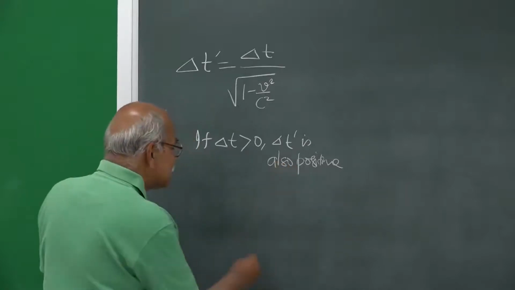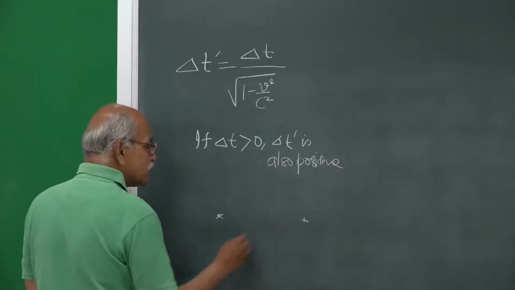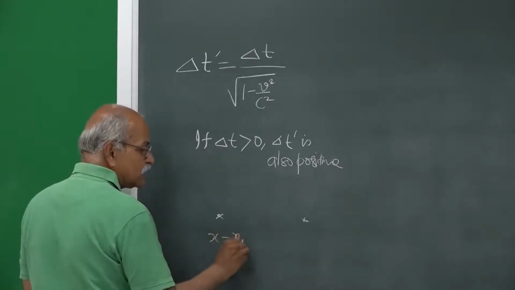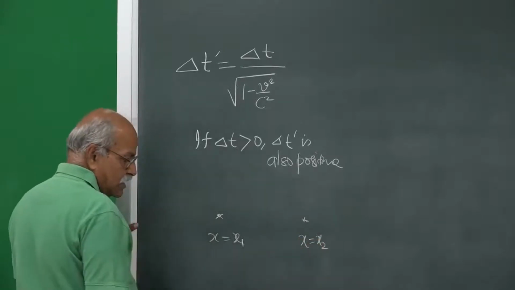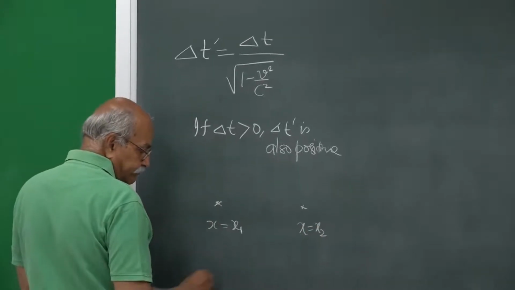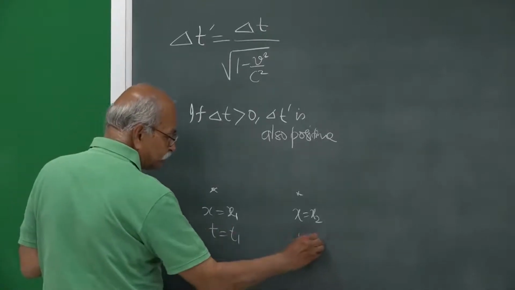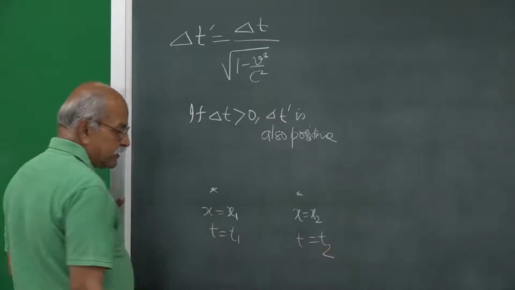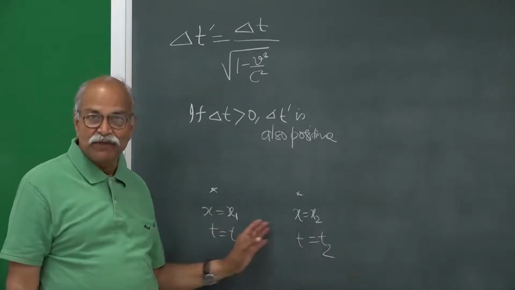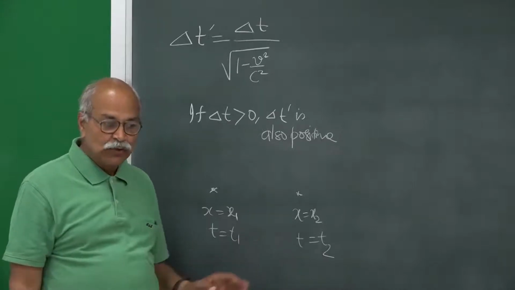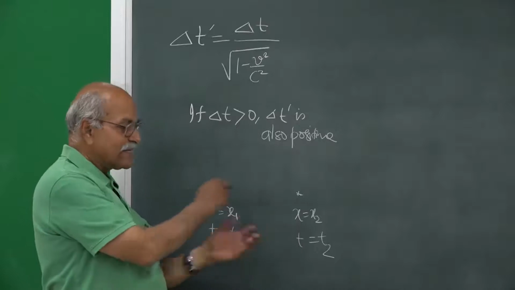If you have two events at different positions, one event is at x equal to x1, the other is at x equal to x2, and this is at t equal to t1, this is at t equal to t2. So, one event is occurring earlier than the other, t1, t2 may be different. So, do I have a frame in which this ordering can be changed?